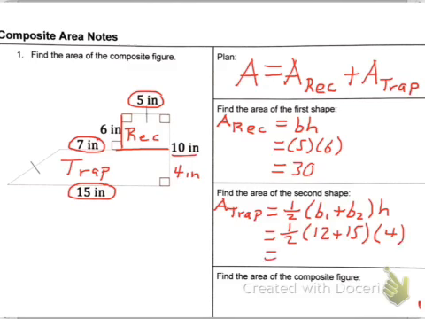And then I just throw all that in my calculator. 1/2 times 12 plus 15 times 4. And I would get 54. So that's my area for the trapezoid. Now to find the area of the composite figure, I'm simply going to add the two areas that I found. The area of the rectangle, which we said was 30, plus the area of the trapezoid, which we said was 54. When I add those together, I'll get 84. If you want to add your unit of measure on there, this would be in inches squared.